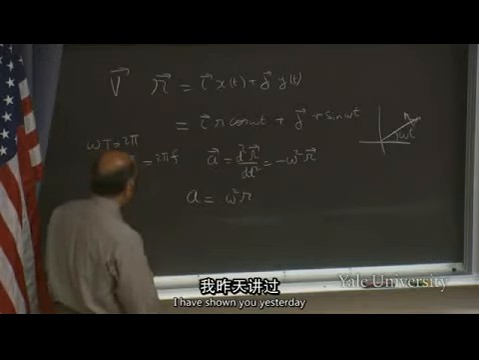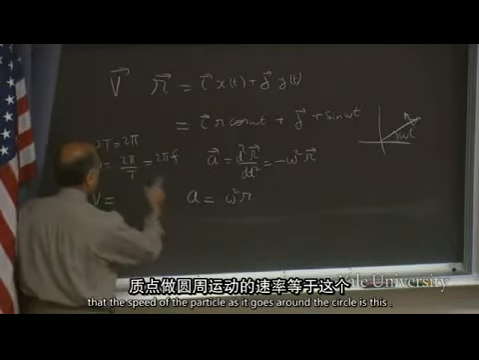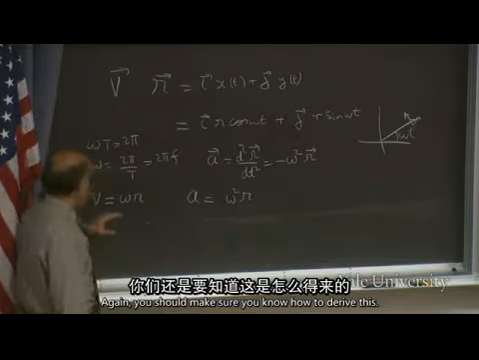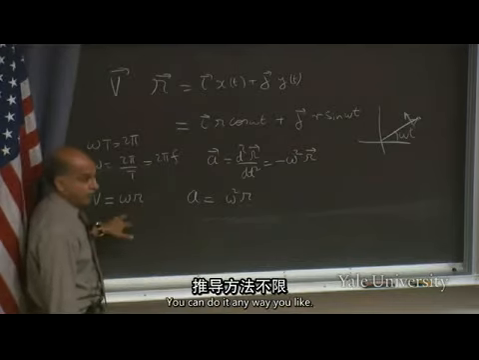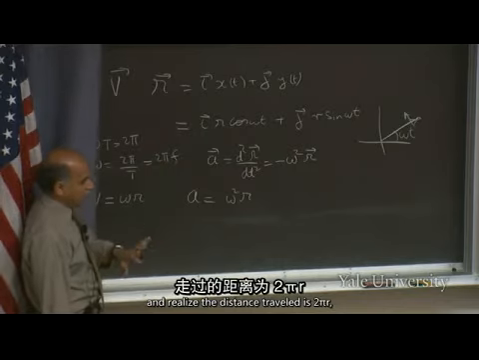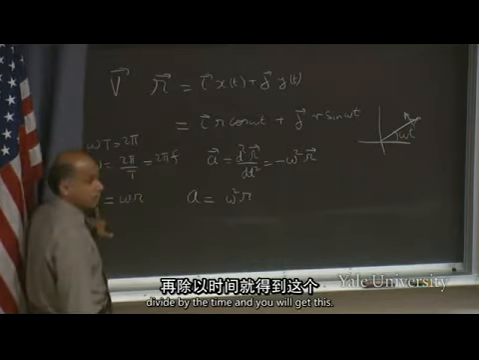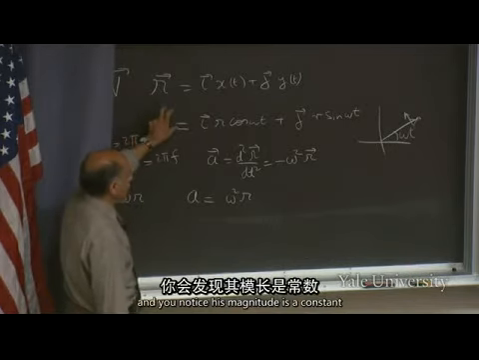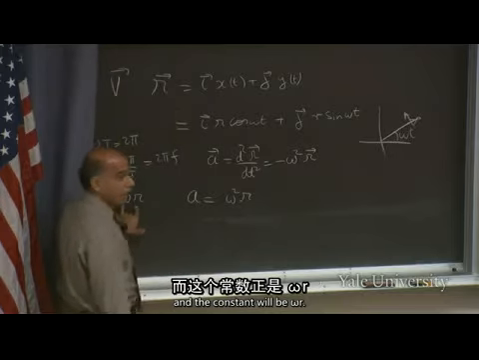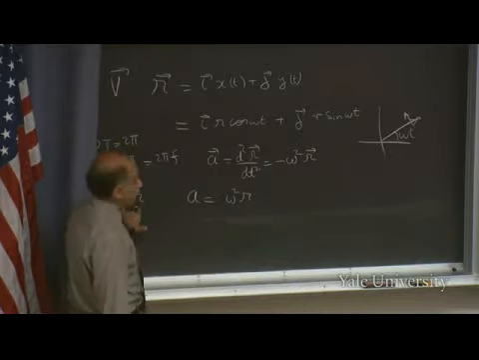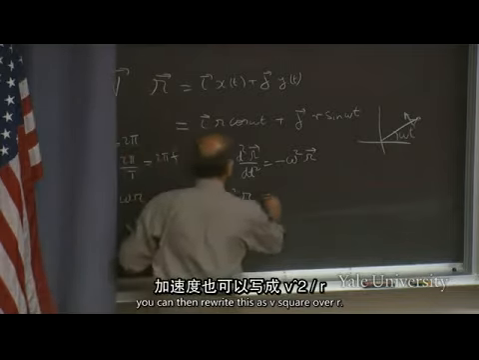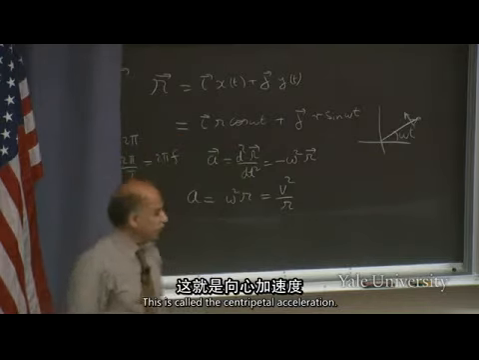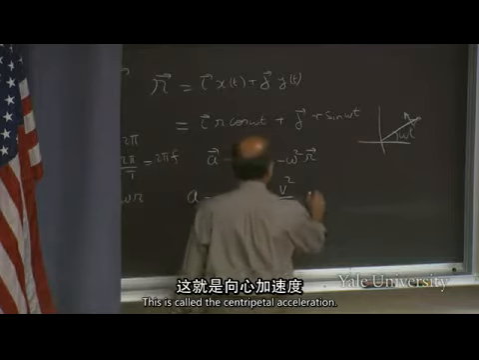But I had shown you yesterday that the speed of the particle as it goes around the circle is this. Again, you should make sure you know how to derive this. You can do it any way you like. You can take one full circle, you realize the distance traveled is 2 pi r divided by the time, and you will get this. Another way, take the derivative of this, get the velocity vector, and you notice its magnitude is a constant, and the constant will be omega r. So whichever way you do it, you can then rewrite this as v squared over r. This is called the centripetal acceleration.